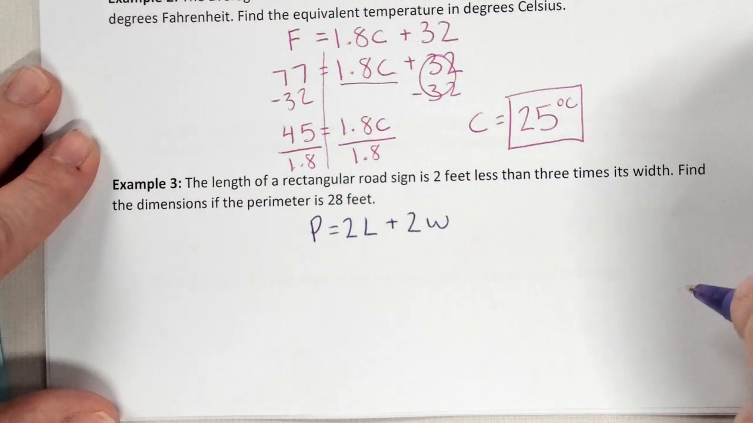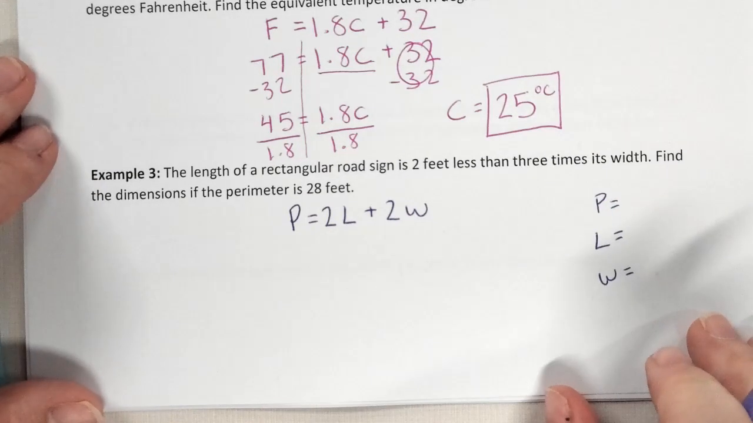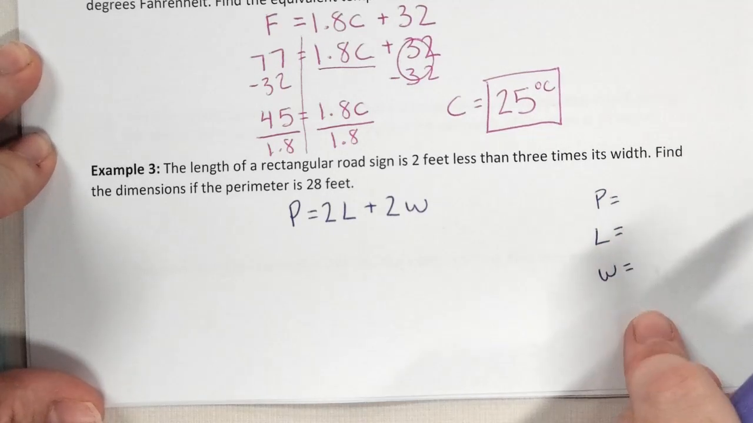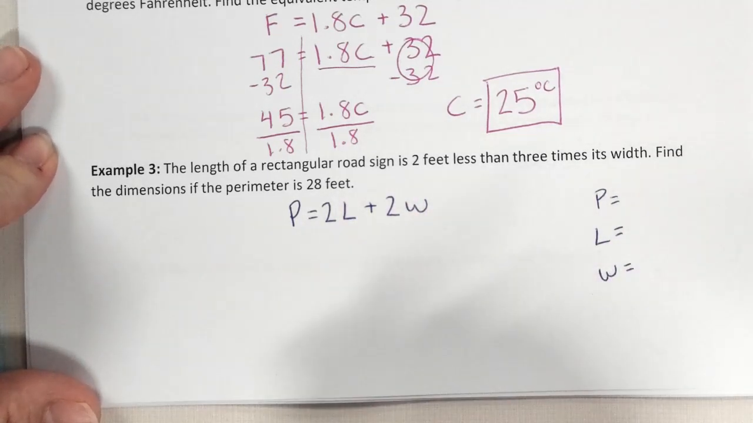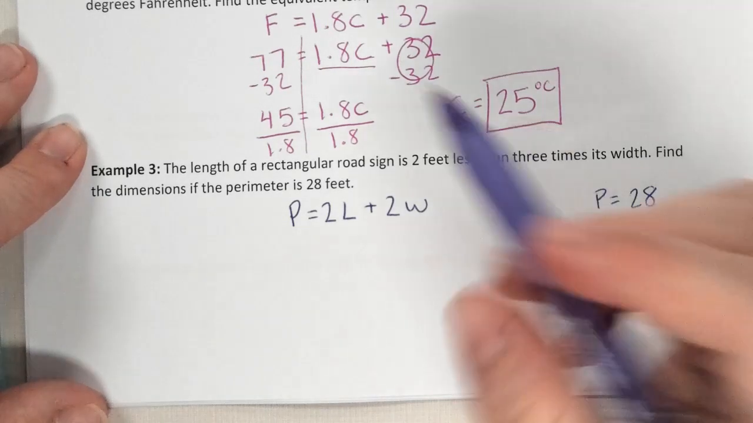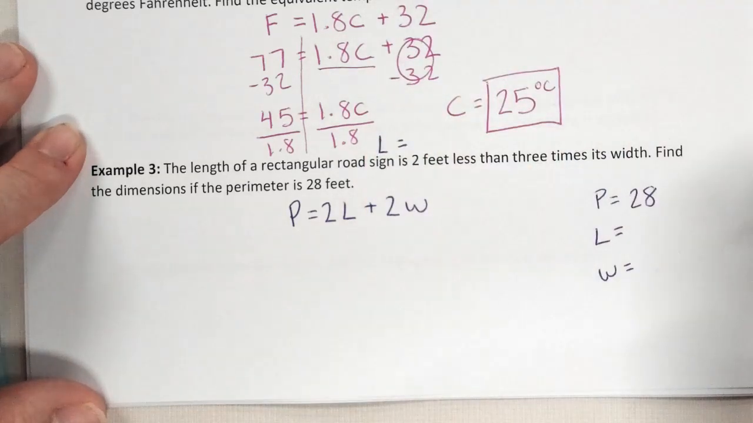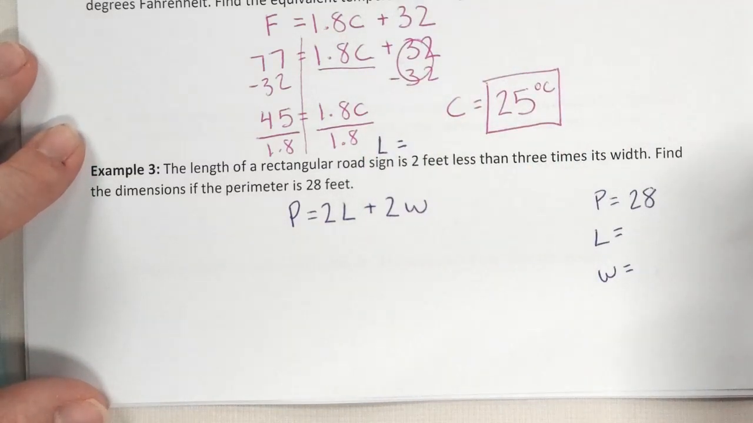And I have 3 unknowns here. So I know I need to find at least 2 of them to solve. Those are my 3 unknowns. You don't always have to do this, but sometimes it helps when they're confusing like this. What do I know without having to use any math? The perimeter is 28. You're right too, but that one was the easy one. Then it tells me the length of a rectangular road sign. So my length is 2 feet less. What does that mean? I know I'm going to subtract 2 from something.